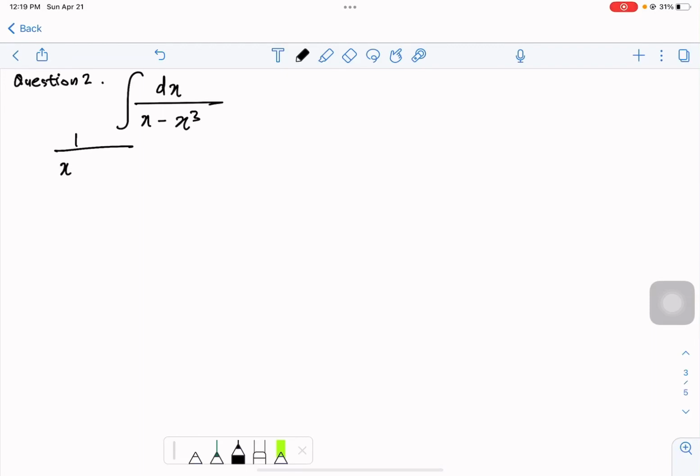Instead of integration, just take out the question, right? So for the denominator, x is common, so 1 minus x square. Now if you look at 1 minus x square, it gives you a feeling of a square minus b square, right?